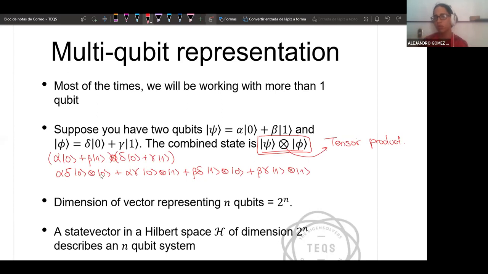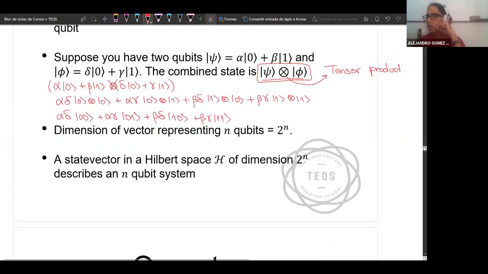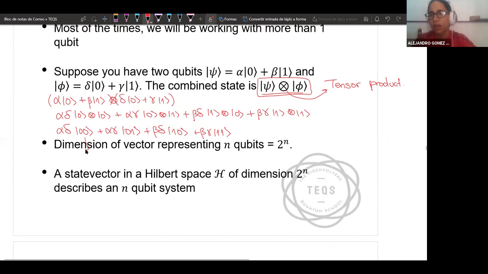So we have those tensor products. It's going to be easier to write this as alpha delta |00> plus alpha gamma |01>. So we're bringing those states together in a single ket. Beta delta |10> plus beta gamma |11>. So I want you to look at this. I want you to notice this. This is a 0. This is a 1. This is a 2. This is a 3.